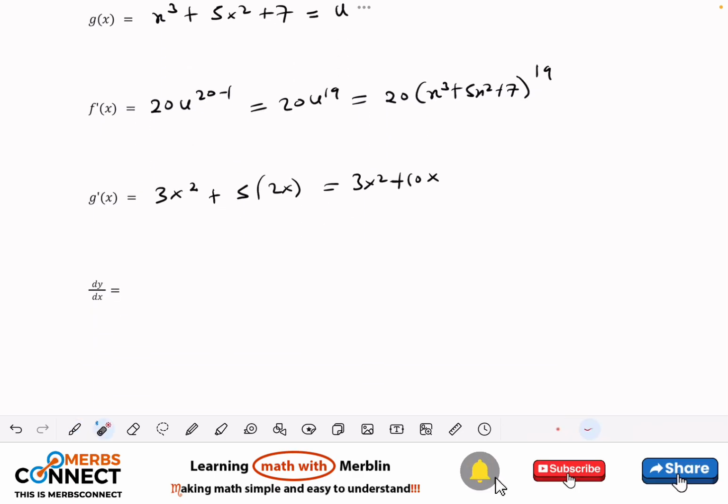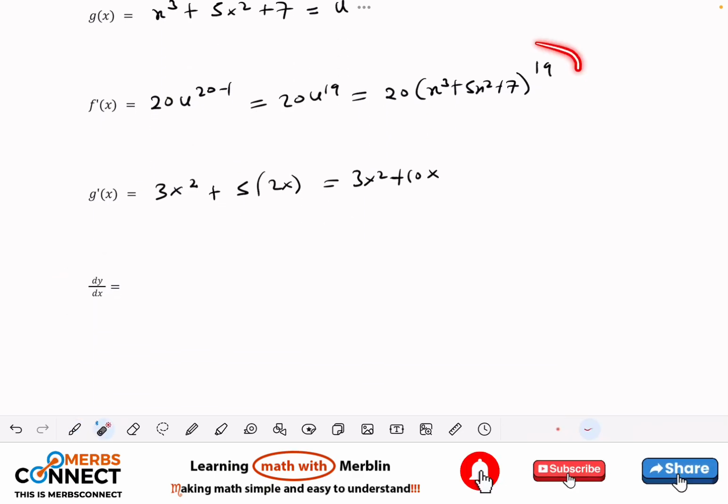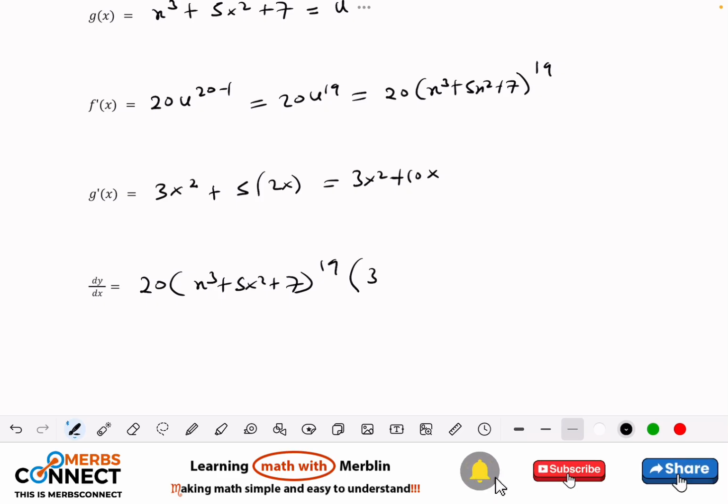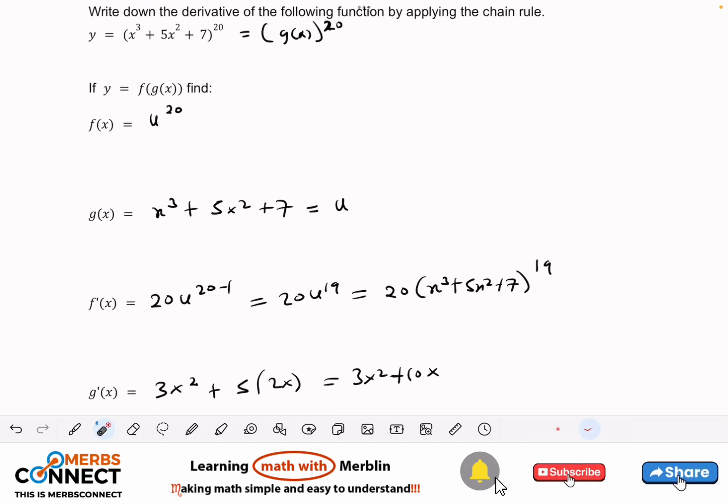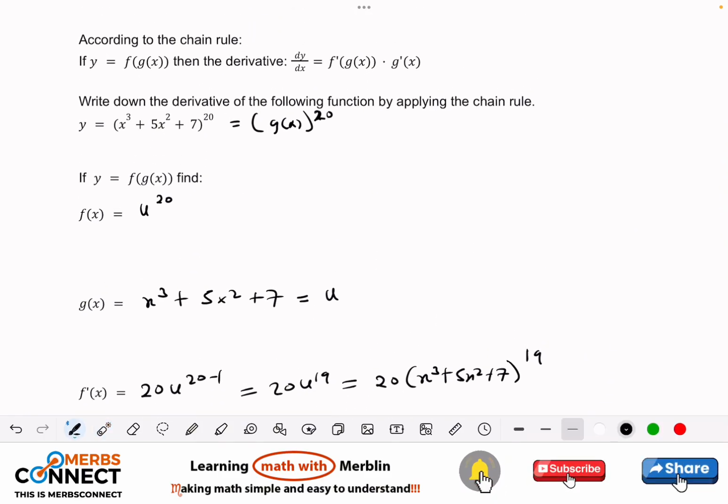So for me to get this one, based on the chain rule, I multiply this by this and then I'm done. So 20 times x to the power 3 plus 5x squared plus 7, to the power 19, times 3x squared plus 10x. So you see that anytime I want to multiply the function, I put them into parentheses. So this is what we are going to get, and we can confirm by doing the direct differentiation.